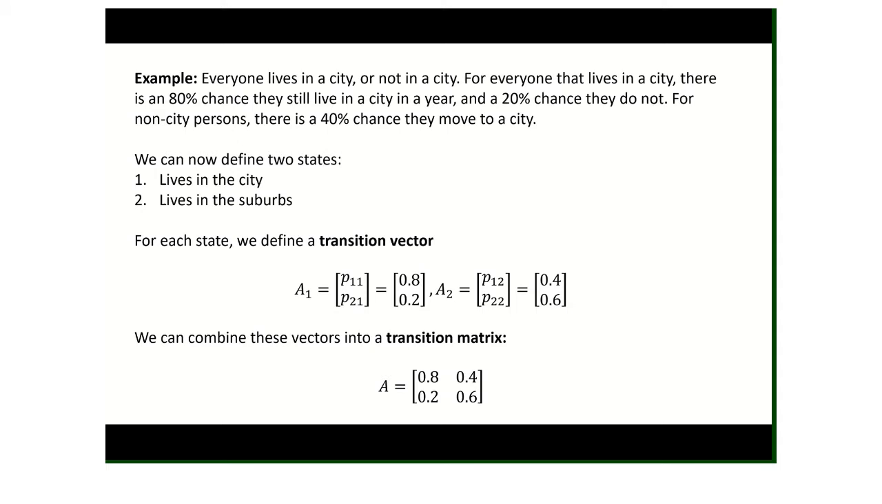So as an example, everyone lives in a city or not in a city. For everyone that lives in a city, there's an 80% chance they still live in a city in a year, 20% chance they do not. For non-city persons, there's a 40% chance they move to a city. So this is very similar to some of the problems we've already done with transitions. So we're going to write that down just slightly differently.